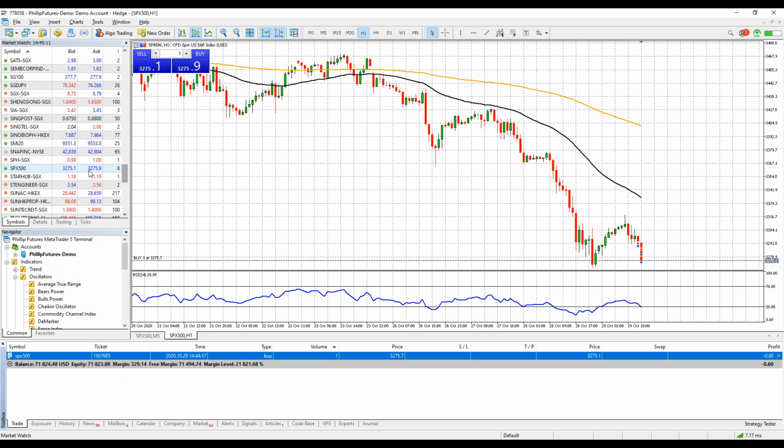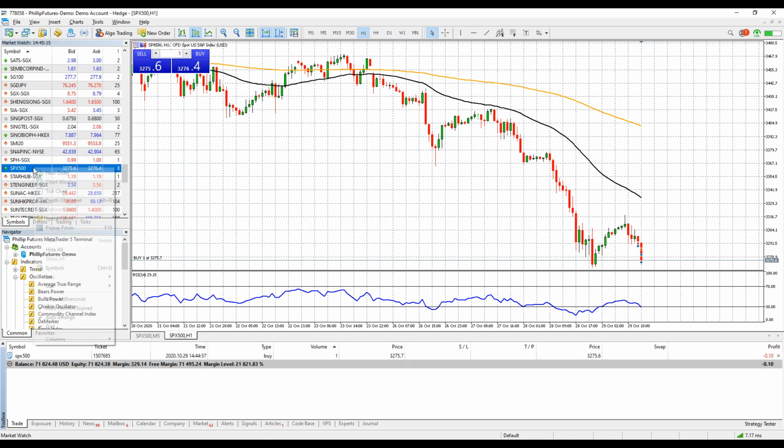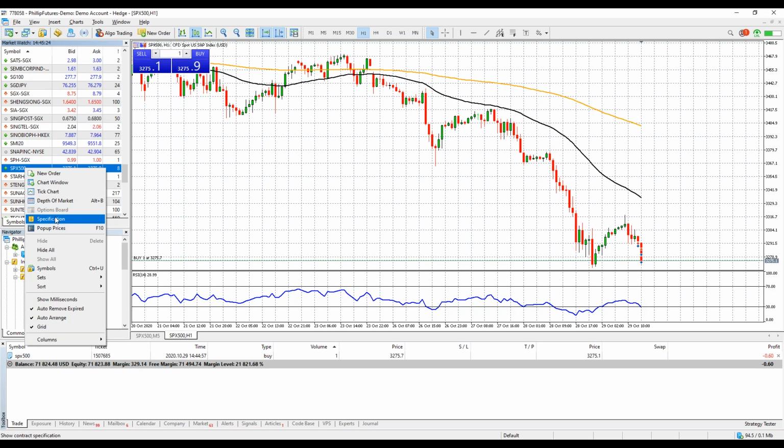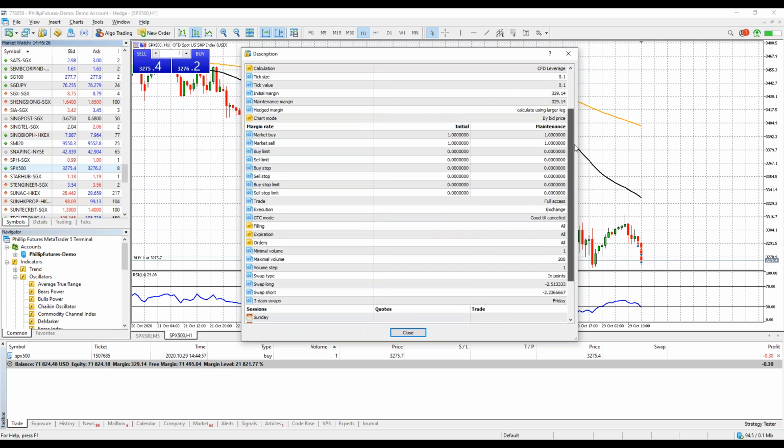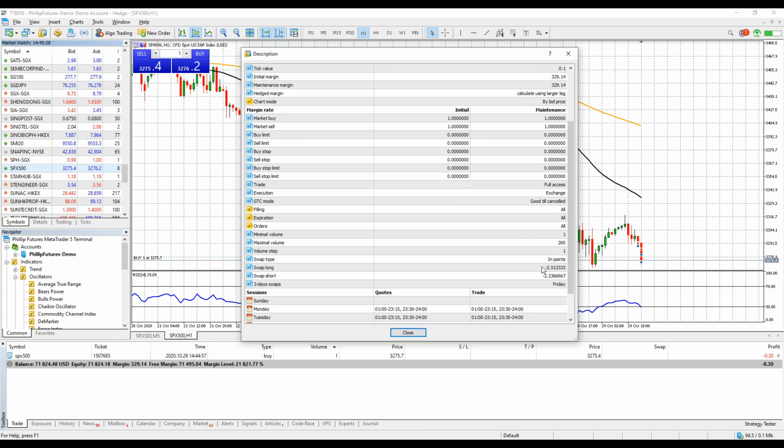Of course, you may be thinking, how much is this finance charge? Is it a very high amount or a small amount? All these charges are actually very transparent in our platform. All you need to do is right click over here, go to specification, and then you can see there is something called swap long and swap short.